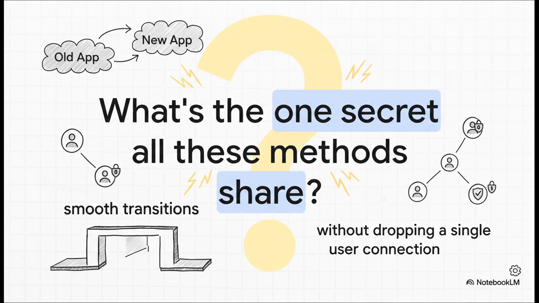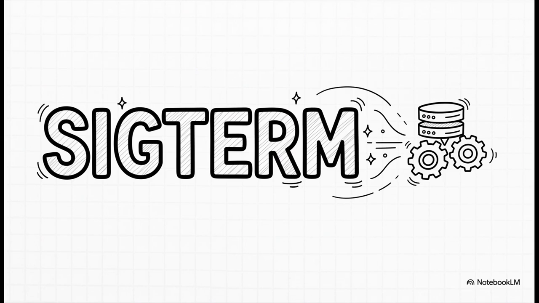So before I just tell you, what do you think it is? What is the one thing that your application absolutely has to be able to do to make sure these smooth transitions happen without dropping a single user's connection? The answer is one little thing called SIGTERM. This is it. This is the linchpin, the magic signal that unlocks everything we've been talking about.